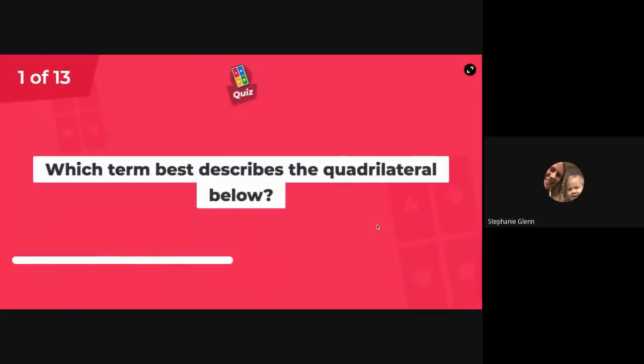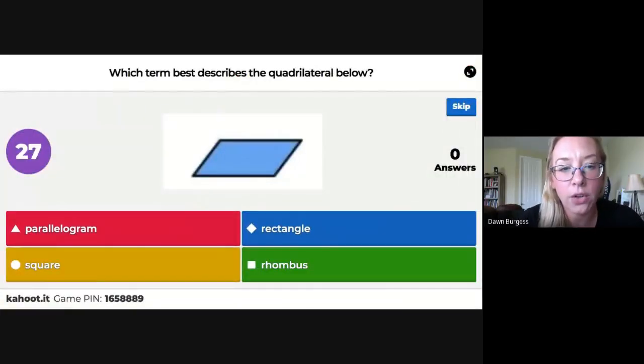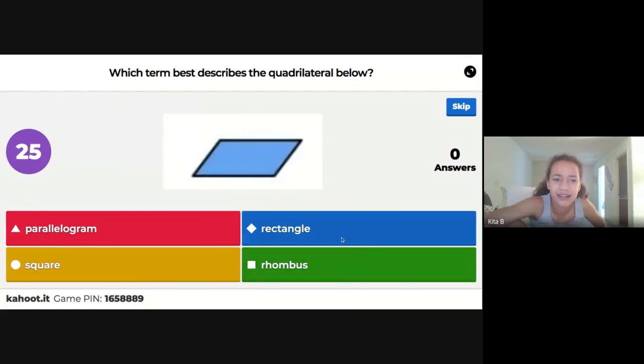Question 1. Which term best describes the quadrilateral below? I can't even hear.